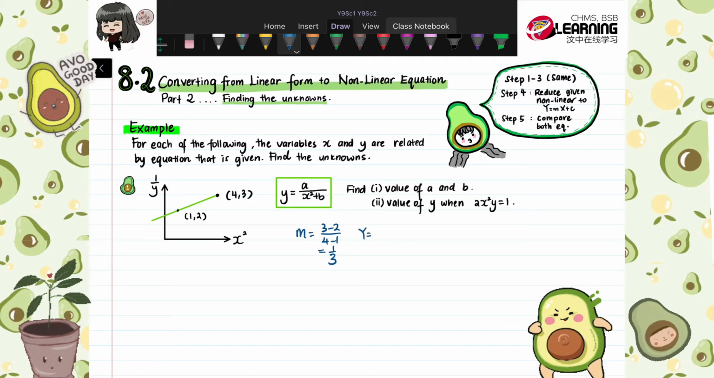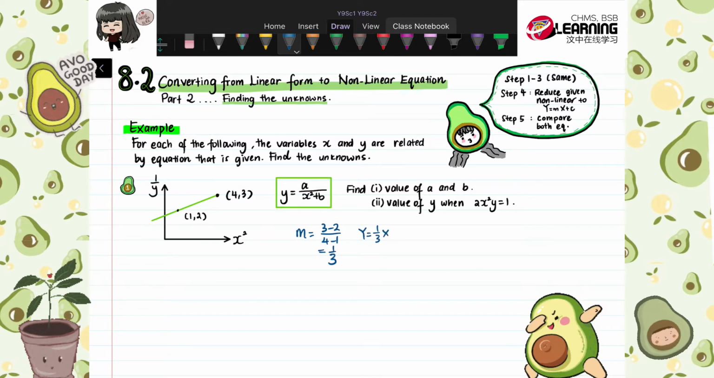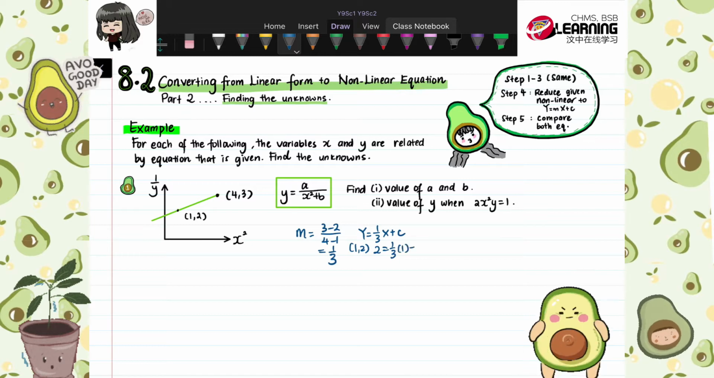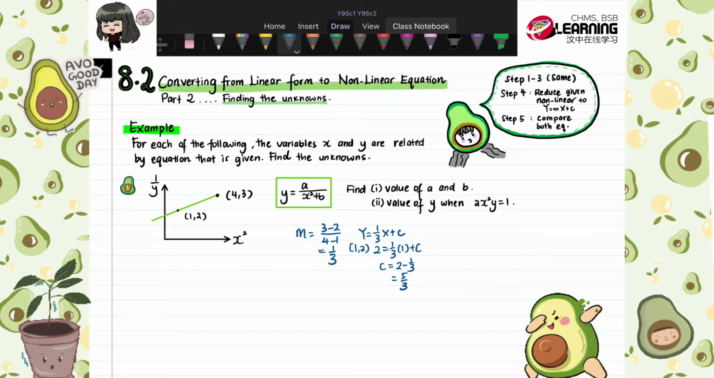So big Y equals to M big X plus C. I sub in either one of the points here. I chose 1, 2. So I sub in. So my C is 5 over 3. So I get big Y equals to 1 over 3 big X plus 5 over 3.